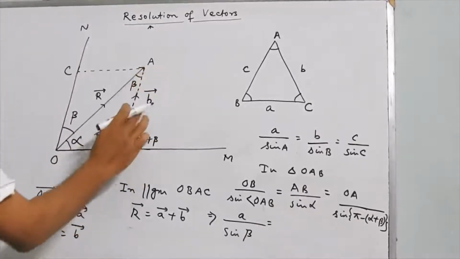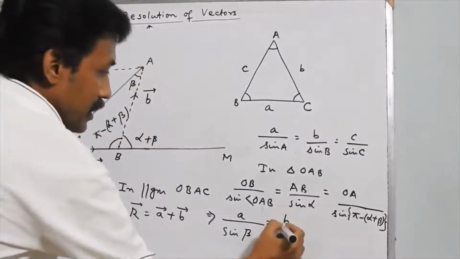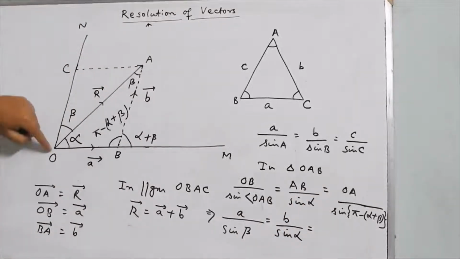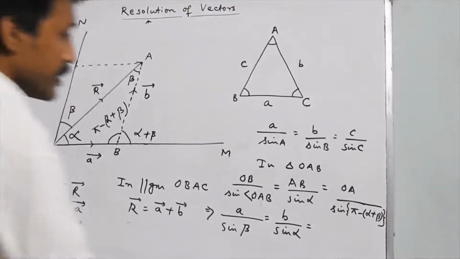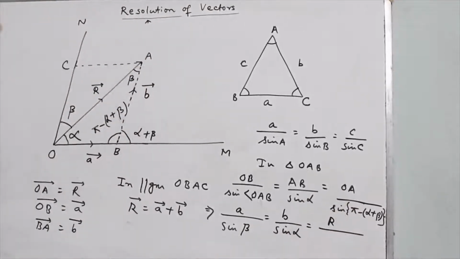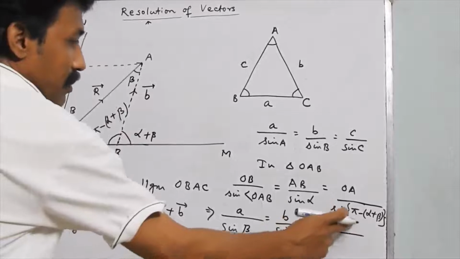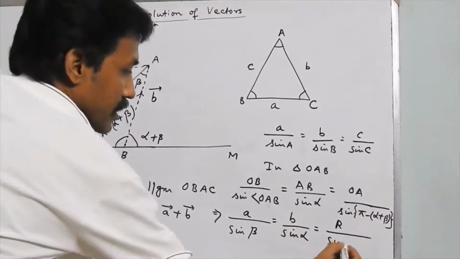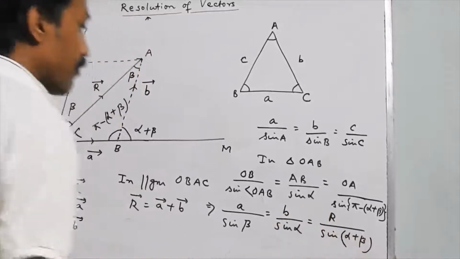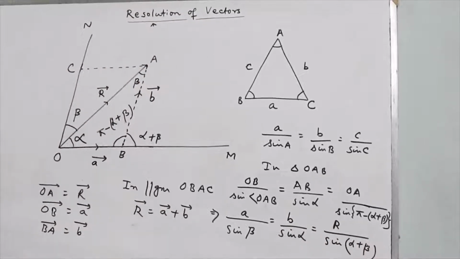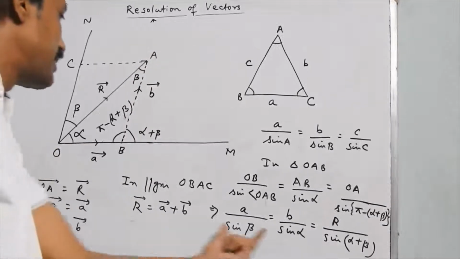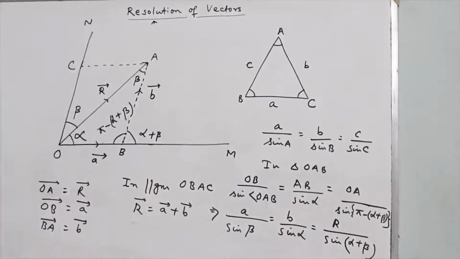AB is the magnitude of B vector. So I can write B by sine alpha. And OA is the magnitude of R vector, that is R. And remember, sine pi minus theta is sine theta. So sine of pi minus alpha plus beta is obviously sine alpha plus beta. Hence, the components A and B could be determined from this equation.